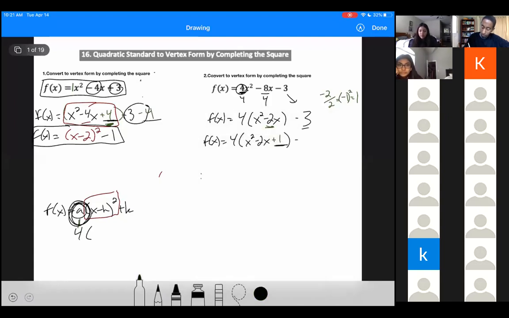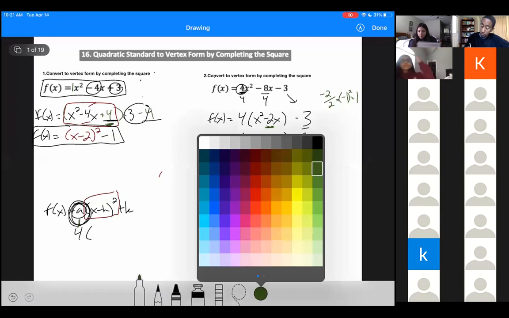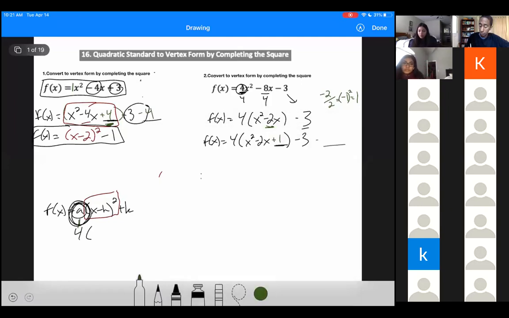And then we have -3. And then over here, you had to be careful. You're not going to put -1, because we didn't just add 1 to the equation. We added 4 to the equation, because if you think about it, when you distribute, 4 times 1 would give you 4. So you actually added 4 here, right? So you have to subtract 4 to keep it balanced with that.